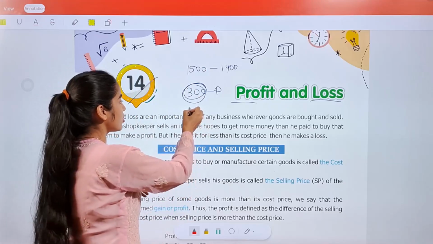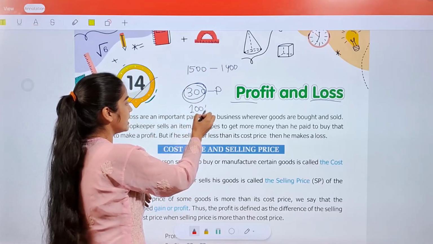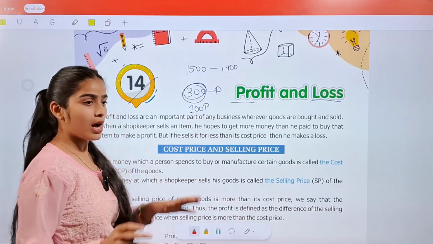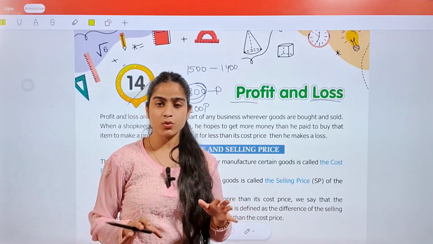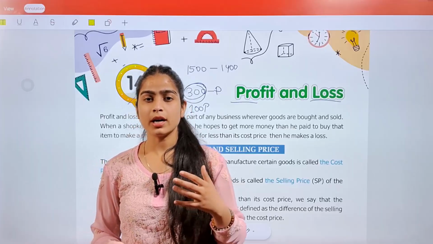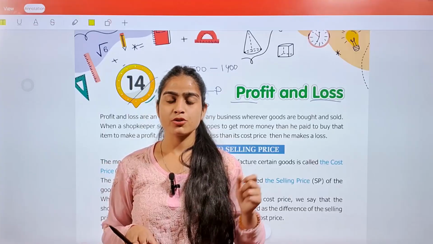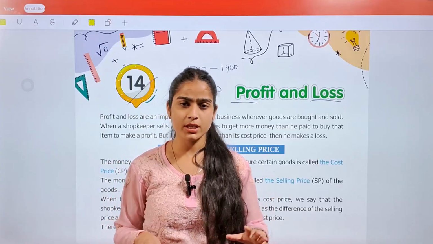And how much loss? 100 rupees loss, क्योंकि 1500 का लिया था, तो फिर 100 रुपए कम देके उसे रीसेल किया. तो I hope students ये आपको क्लेरिफाई हो गया होगा कि how you have to identify what is your profit and what is your loss. You already know the operations of addition and subtraction, so this is very easy for you.